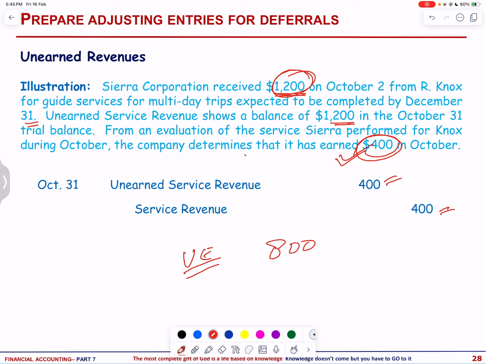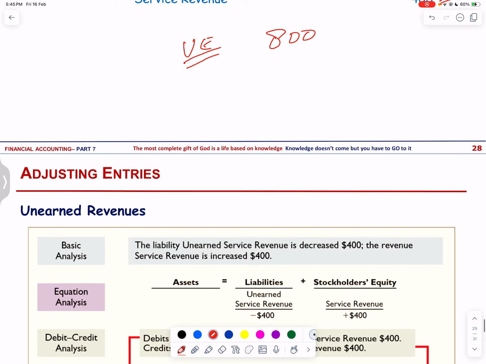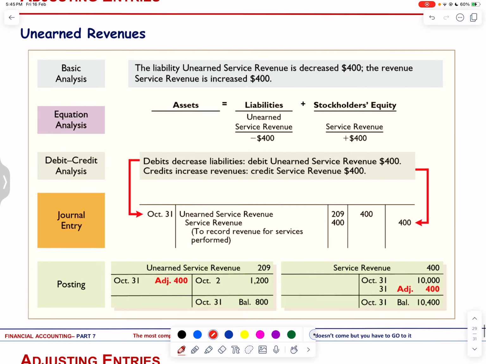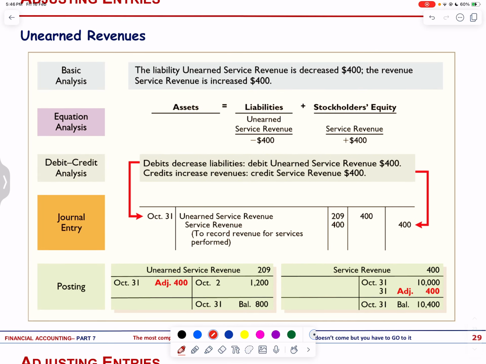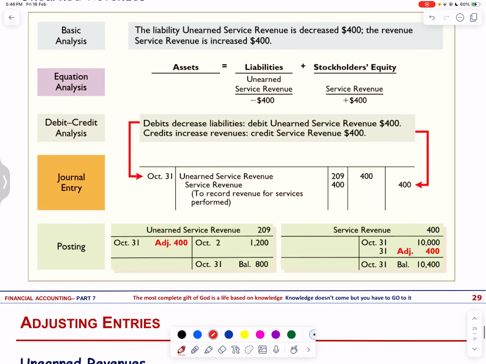Now service revenue reflects total revenue earned in October, as I can show you here. So the unearned revenue decreases, our liability decreases by 400, our revenue increases by 400. So unearned service revenue is debited by 400, and service revenue is credited by 400.